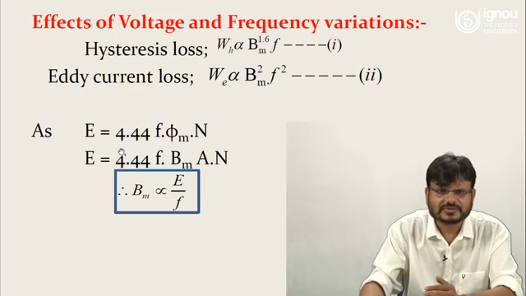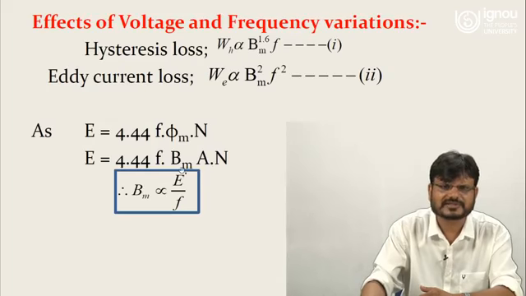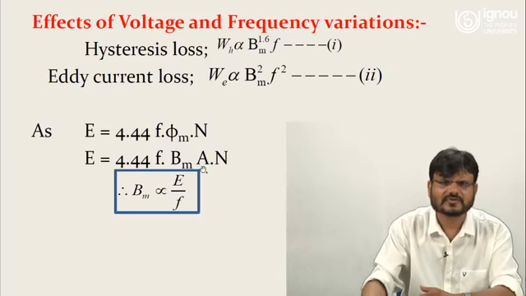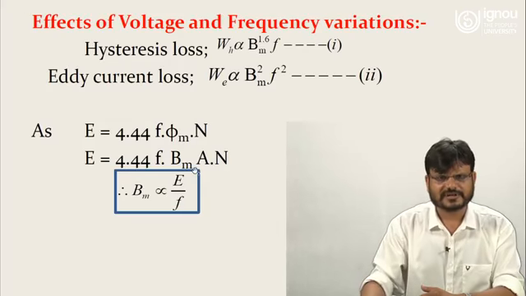As you know, the EMF equation of a transformer is E equals 4.44 f phi m N, where f is the frequency, phi m is the maximum flux, and N is the number of turns. This phi m can be replaced as Bm times A, where Bm is the maximum flux density and A is the area of the core. So here you can find the generalized formula.